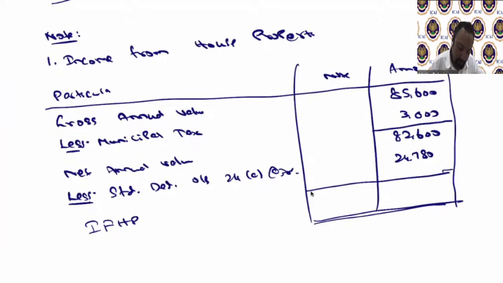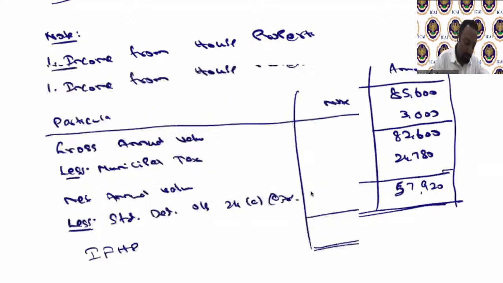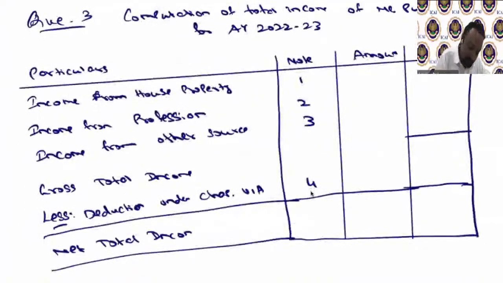So your income from house property will be how much? It will be 57,920. So 57,920 will be your income from house property. Go here, write this as 57,920. Now we'll have to come and calculate what?